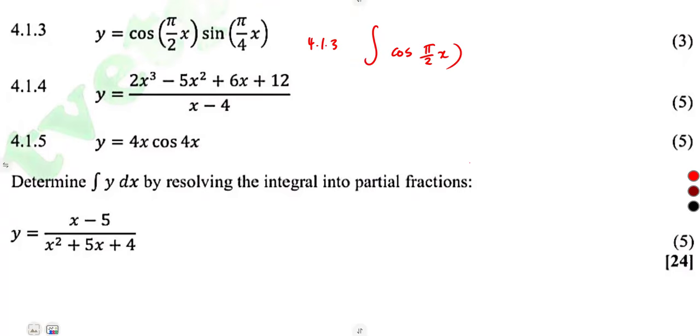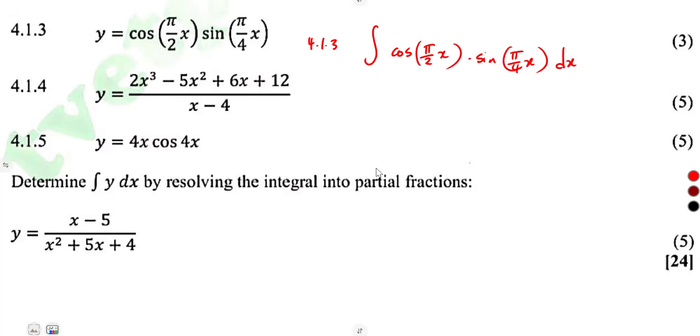So meaning to say, if it is like this, guys, we are limited. So let me just change here. The sine of pi over 4 x with respect to x. We do not have this one to the power of 2 or to the power of 4, whatever. We do not have that condition. So what are we going to do?